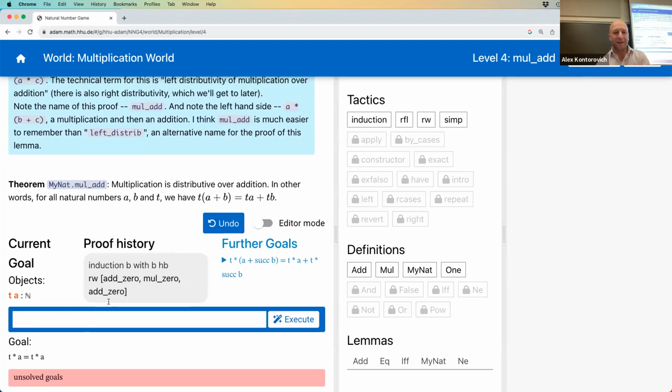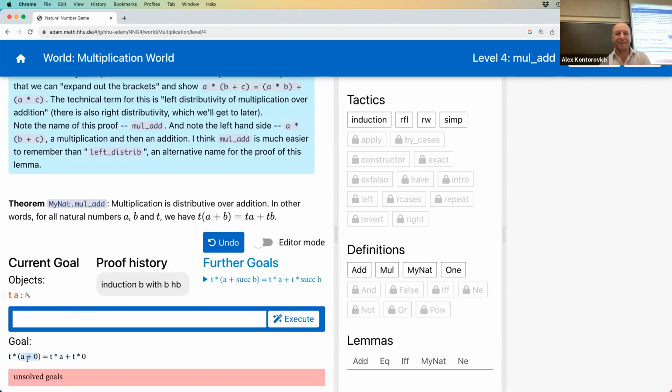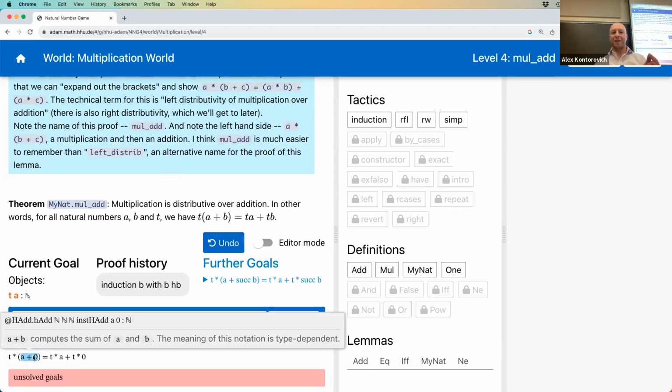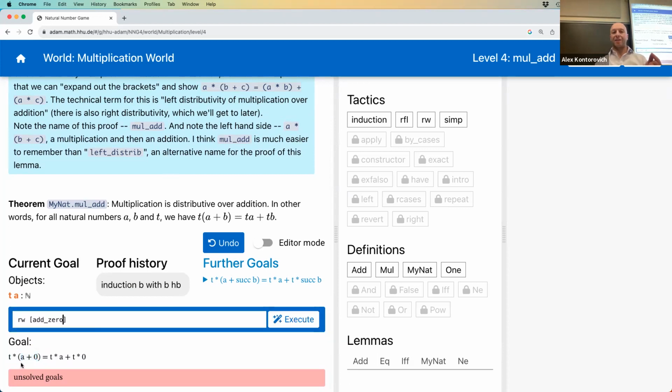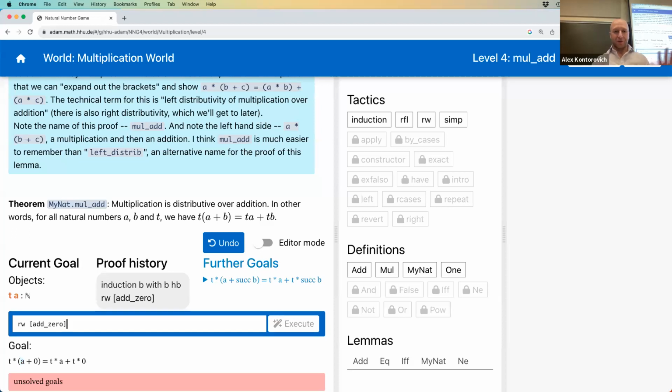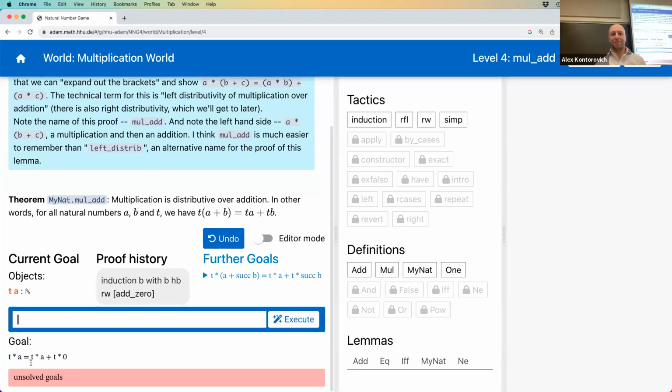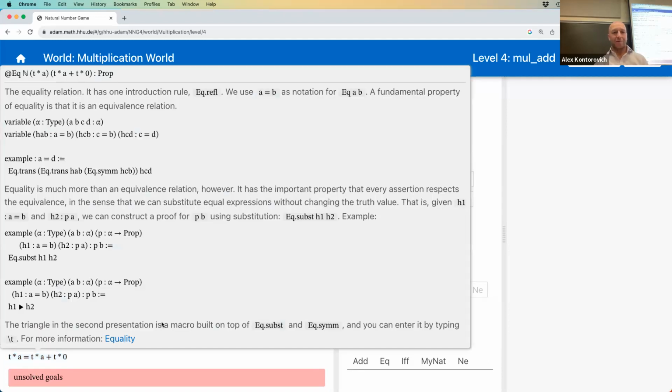Can you explain each step? Yes. So I see addition of 0. If I rewrite add 0, it'll look for the first instance of a plus sign followed by a 0, and it'll replace that by just a itself. A plus 0 is a. That's step 1. It's going to turn this into t times a. If I just do that by itself, that's all it does. T times a plus 0 turns into t times a.